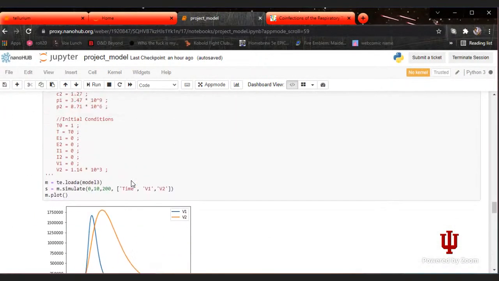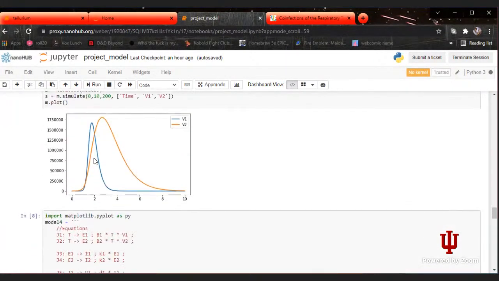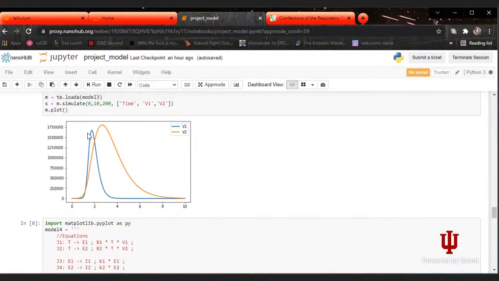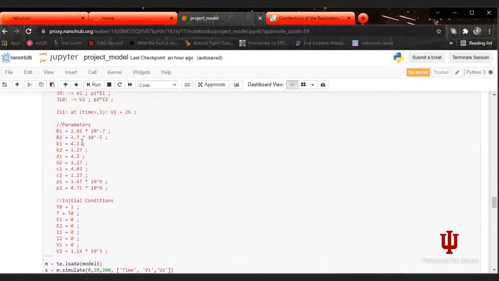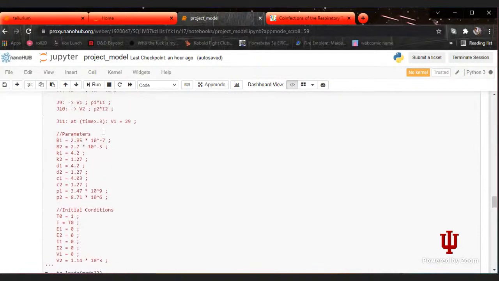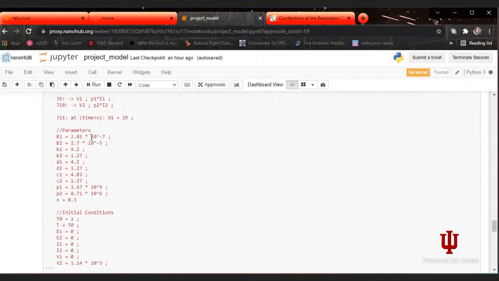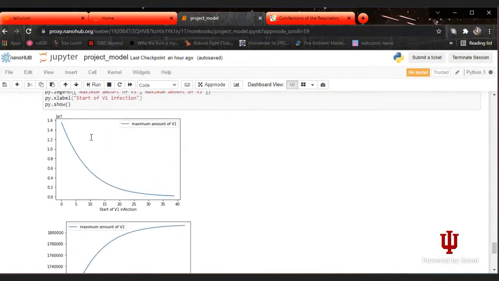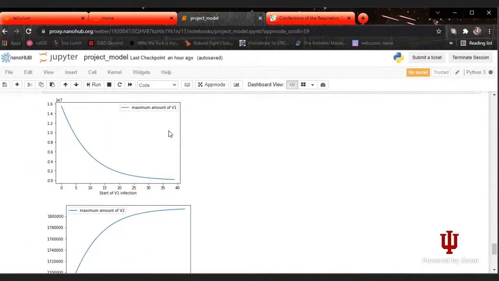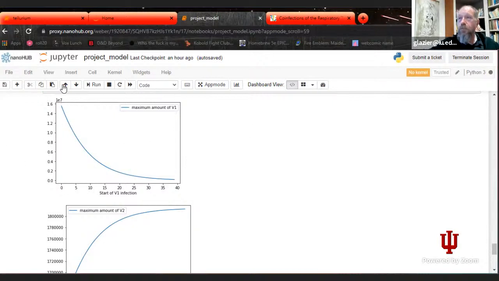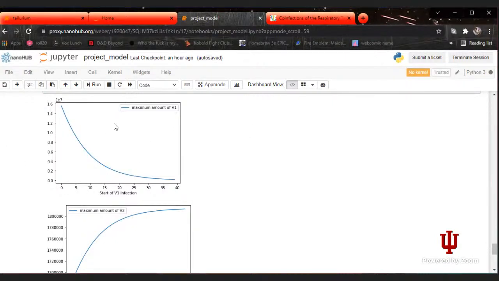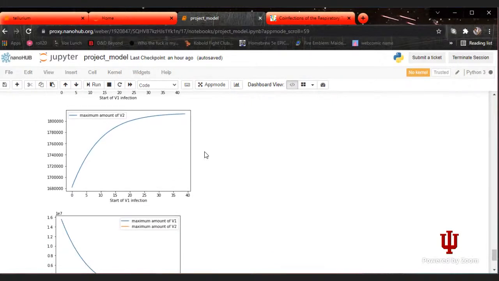And then there was some experimenting around with starting the viruses at different times. So this is when the first virus is started at time 0.3 rather than time 0. And then down here, I did a parameter scan for the starting times of the V1 infection and plotted the maximum number of the viruses.